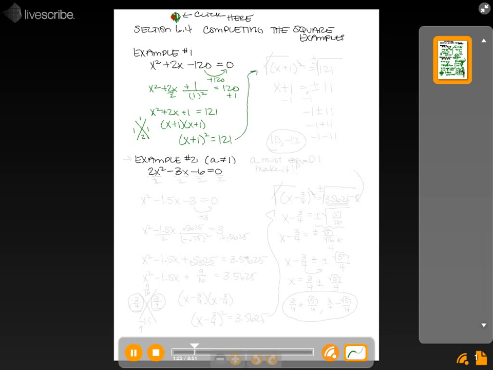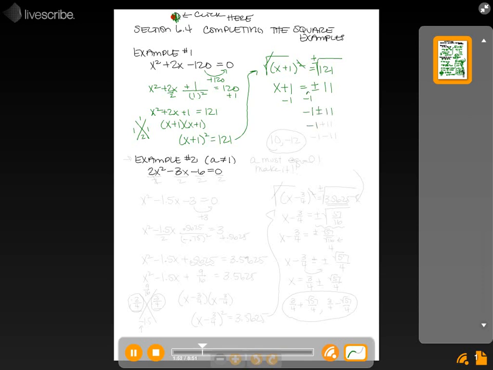Rewrite this up here. x plus 1 squared equals 121. Now we take the square root of both sides. We can't forget that plus minus. Square and our square root cancel, so we're left with x plus 1 equals plus or minus. Well, the square root of 121 is really 11. So now we have plus or minus 11. Subtract 1 from both sides. Remember, this stays out in front, so minus 1 plus or minus 11.